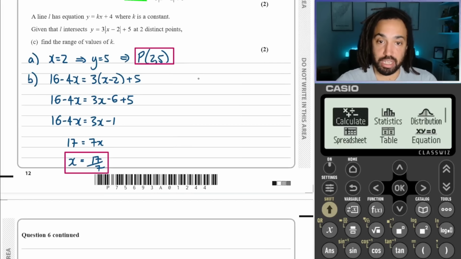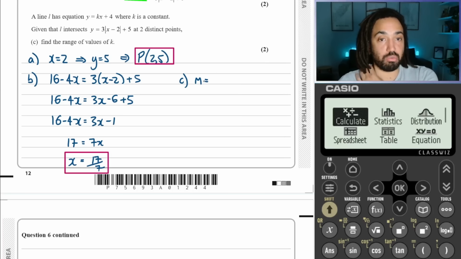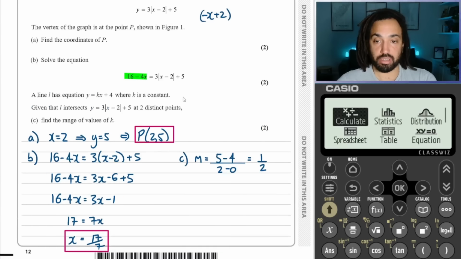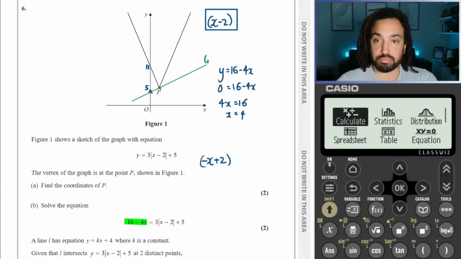Okay, so I'm just going to go here, part C, and work out that particular gradient. That gradient was point P and the point (0, 4). So we'll do 5 minus 4 over 2 minus 0. So this is going to give us a gradient of a half. Okay, so this line here has a gradient of a half.